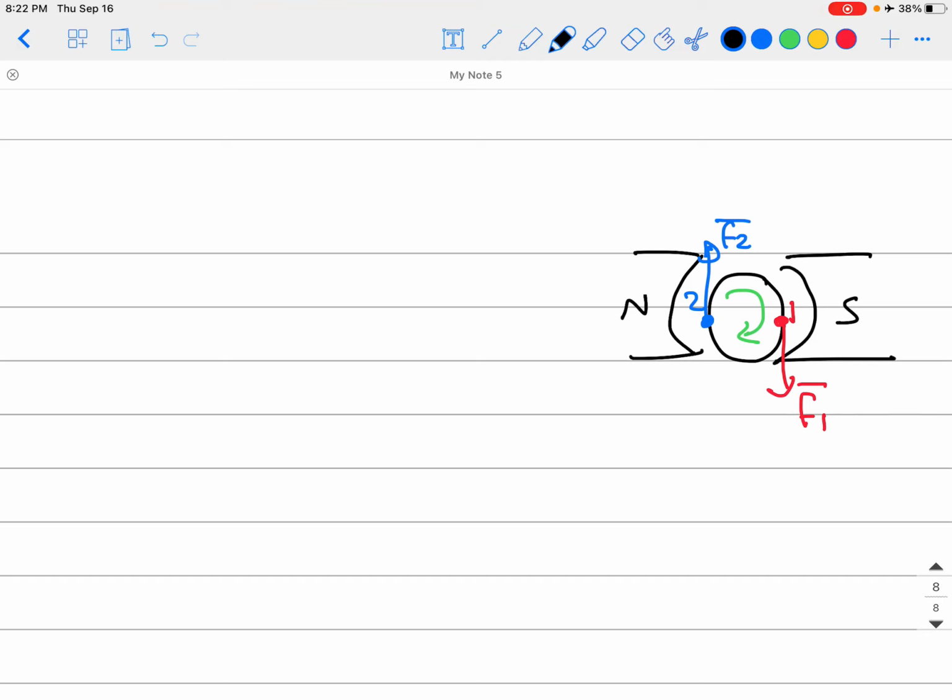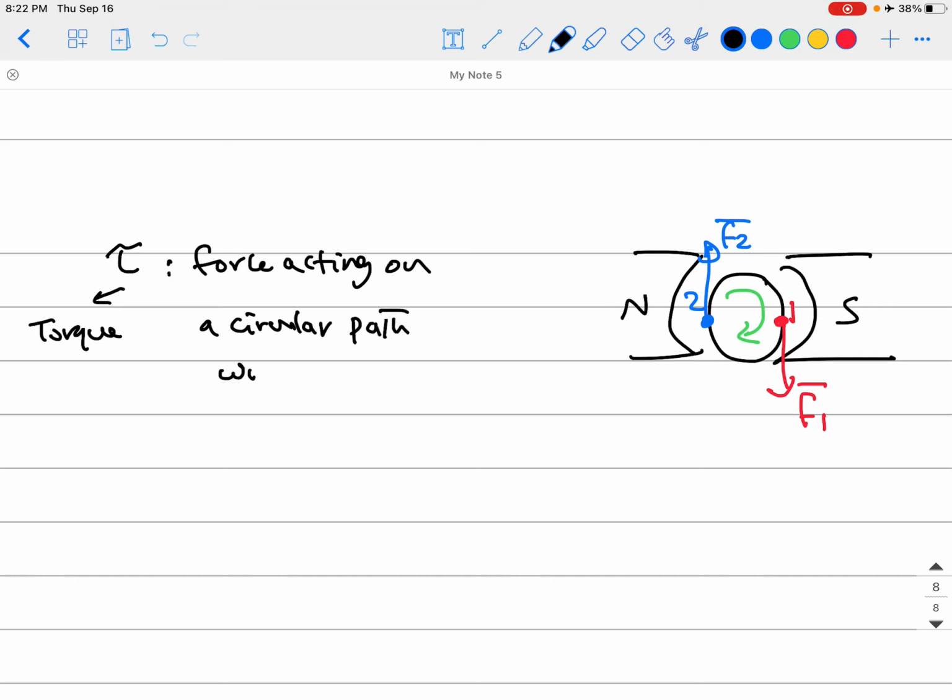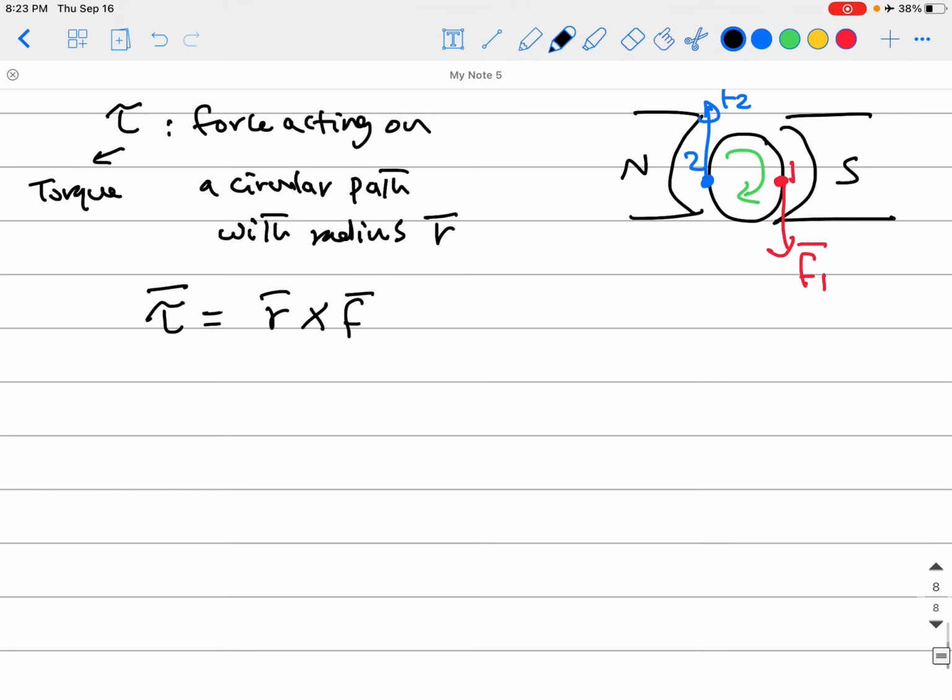This will translate into a rotation, and when rotation comes, you come with a new term, we call it the torque. So the force, guys, is just the mechanical force that acts linearly, like F1 and F2, they're acting in a linear direction. But the torque is basically the force acting on a circular path with radius r. So the vector of this torque is basically r cross the force F. It is something that represents a force not acting linearly, but acting in a rotation. So it's a torque, a force acting in a rotational way, okay, guys?